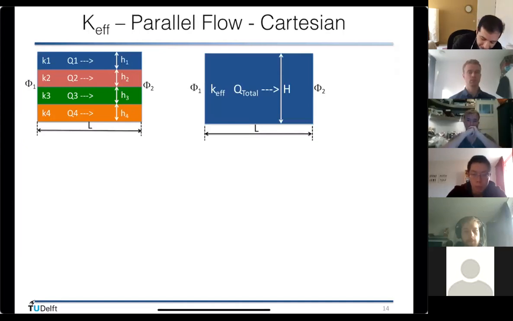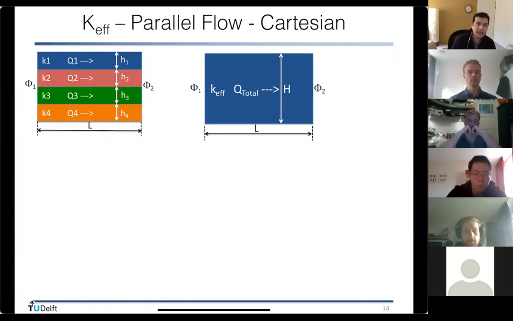Imagine I have a layered domain like this, K1, with the width or depth of H1. I have another layer of reservoir with K2 deposition here. It has H2 thickness, K3, H3, K4, H4. I impose potential 1 on the left, potential 2 on the right, with the length of my reservoir being capital L.